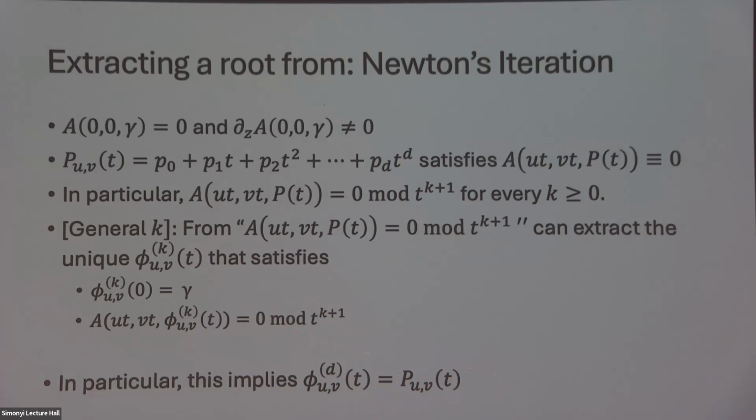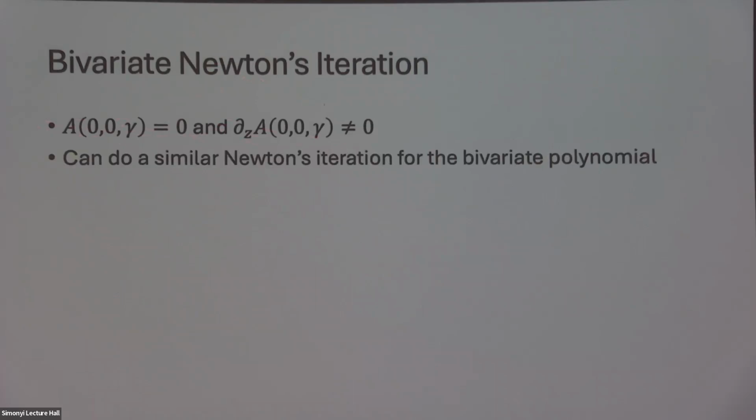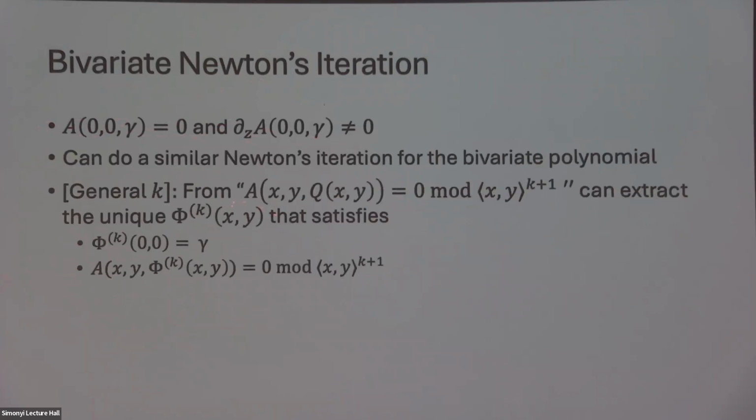That's fine. This is all univariate; I'm just doing Newton's iteration on a particular line. But Newton's iteration could be done not just on a line, it could be done on a plane too. We could do the bivariate Newton's iteration, and the starting condition is only these two. You can do exactly the same Newton's iteration. Particularly, you will get A(x, y, Q(x,y)) equals 0 mod (x,y)^(k+1), and we keep increasing k. When k is 0, we know the statement, that is A(0,0,z), and we keep increasing k from 0 upwards. We can find such unique bivariate polynomials as you keep going.